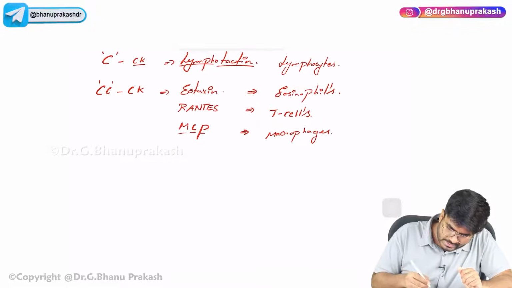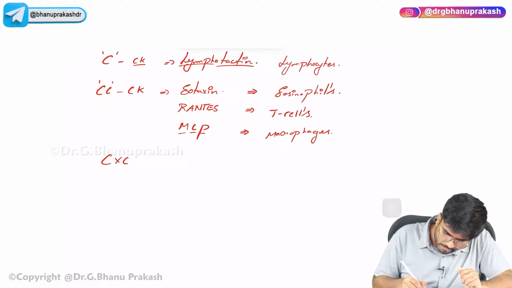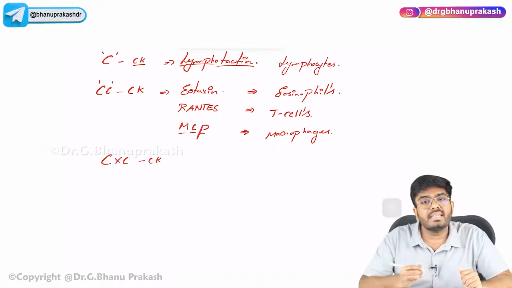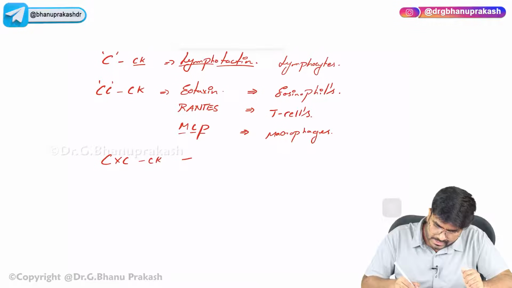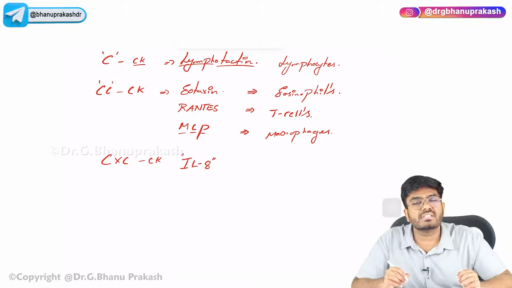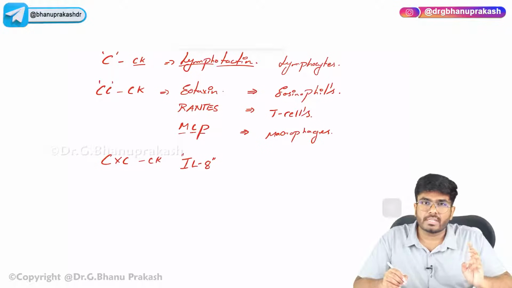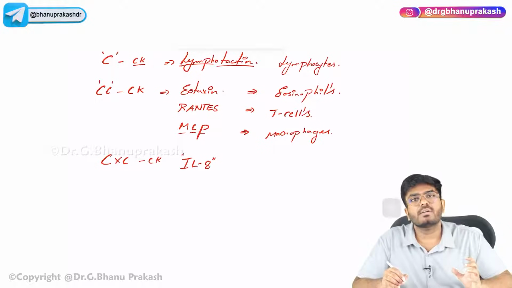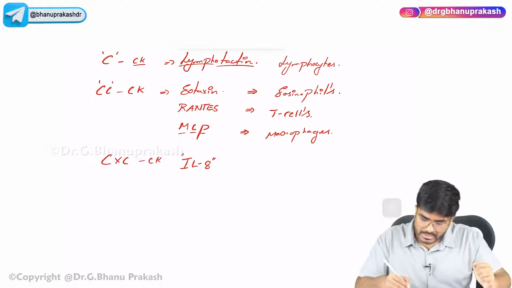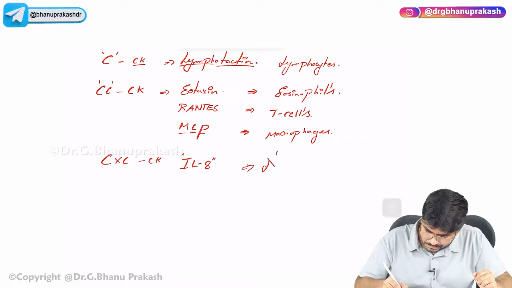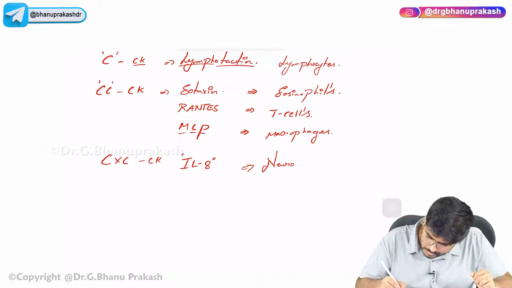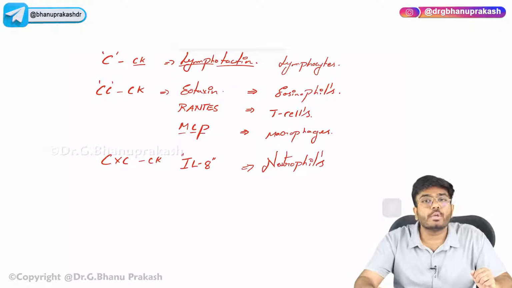Next type of chemokines are CXC type of chemokines. CXC chemokines, example is interleukin 8. This interleukin 8, we have already discussed in the topic of acute inflammation. Interleukin 8 is going to be a chemoattractant. It attracts neutrophils, MCQ. Neutrophils, interleukin 8.